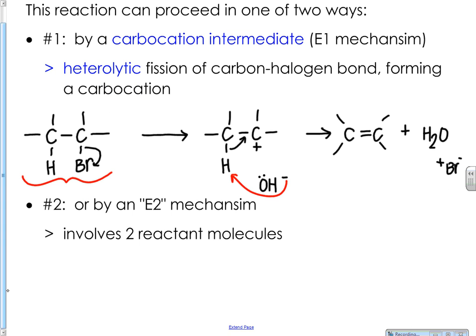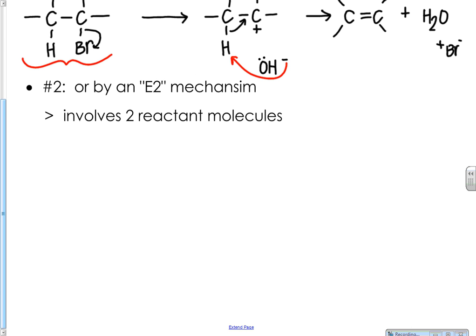Now, E2 mechanisms involves both the hydroxide and the bromoalkane. So this one's a little easier maybe to picture. So here I'm going to draw my hydroxide with its electrons. This has a minus charge. And we'll still use the same haloalkane, bromoalkane that we had before.